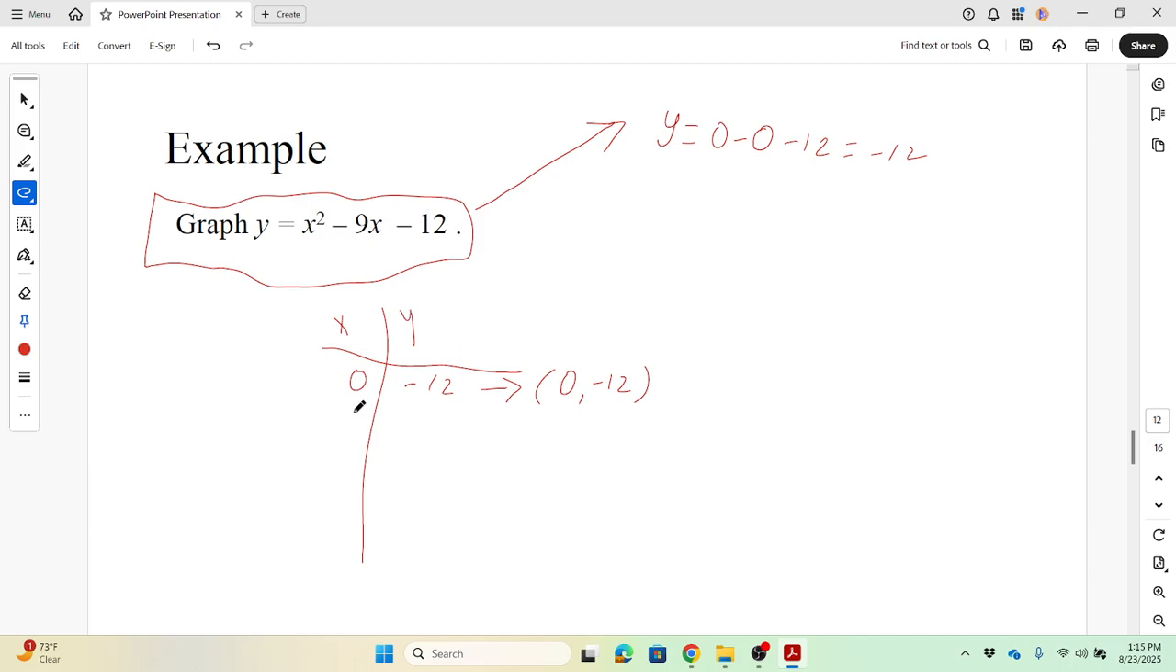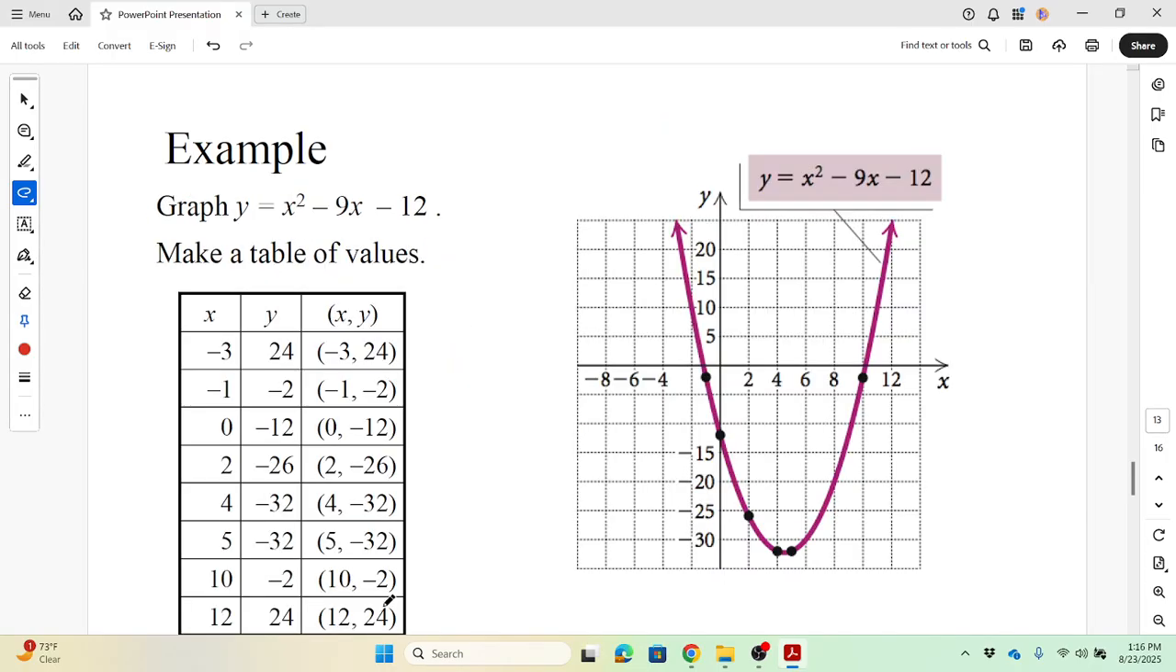You can do the same thing by choosing another x. Let's say x equals 1. Put x equal to 1 in this formula. So 1 squared is 1, minus 9 times 1 is 9, minus 12, which is 1 minus 21, which is negative 20. So when x is 1, y is negative 20. Here is another solution. We just have to repeat this process and find many solutions.